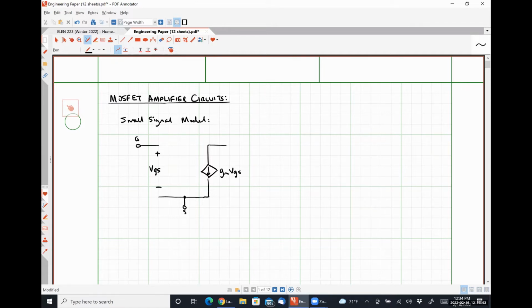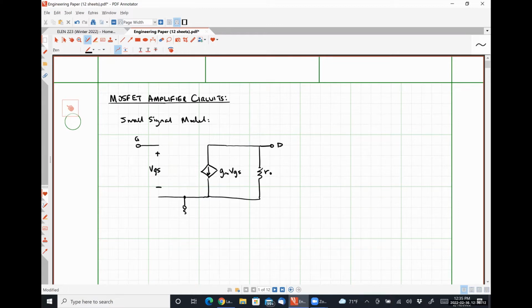And in the presence of channel length modulation effects, we are going to have a resistance that appears between the drain and the source as well. So I'm going to model that with some resistance r naught, and we're going to call this terminal our drain terminal.